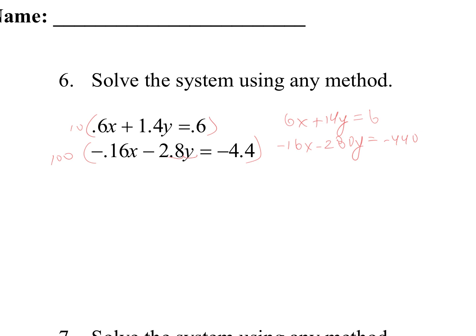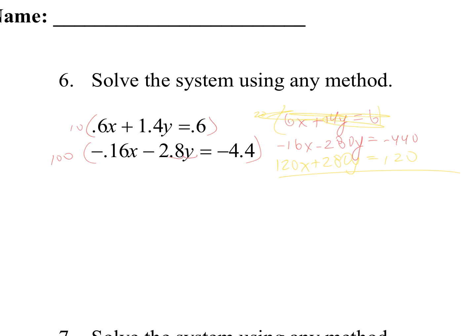All right, what do we want to cancel out? Want to cancel out y's? What's 14 times 20? What's 14 times 2? 28. So what's 14 times 20? 280. So let's multiply the top by 20. So I have, what does this become? 120x plus 280y equals 120. Okay. Whoops. So that's gone.